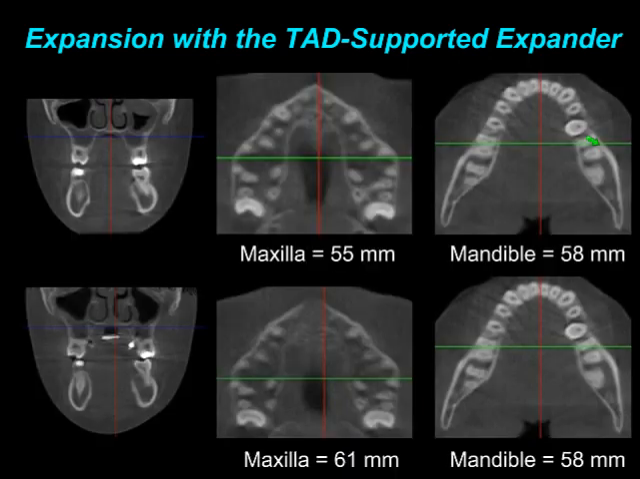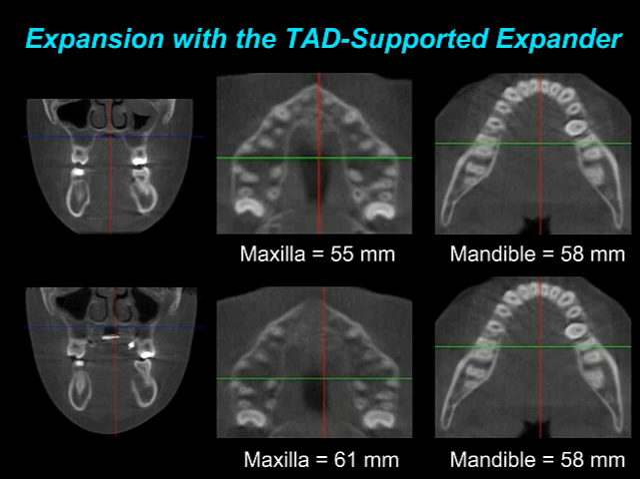And if you look at the pre and the post-expansion change, we gained 6 millimeters of bony change with no change in the mandible on a 15-year-old boy. Now this typically would be a case where you would say, oh, that's not possible to achieve that much.